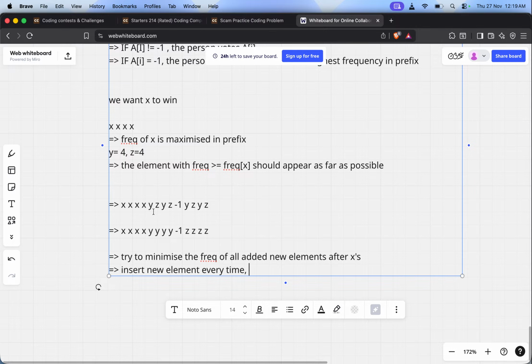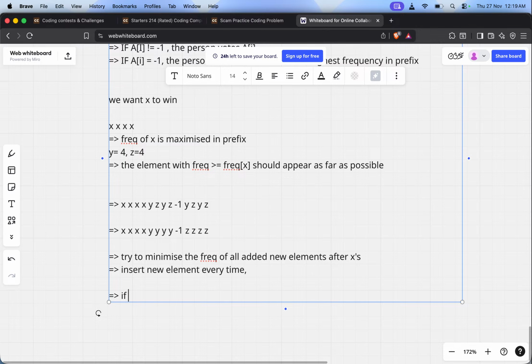Say 2 elements at frequency 1, so insert both of them. Now 2 elements have frequency 2, insert all of them. 2 elements have frequency 3, then insert all of them. What do we achieve by this? We try to make the first element having frequency 4 appear as far as possible with this construction. And if using this construction x wins, because this is the best possible construction, then he wins, else he always loses.